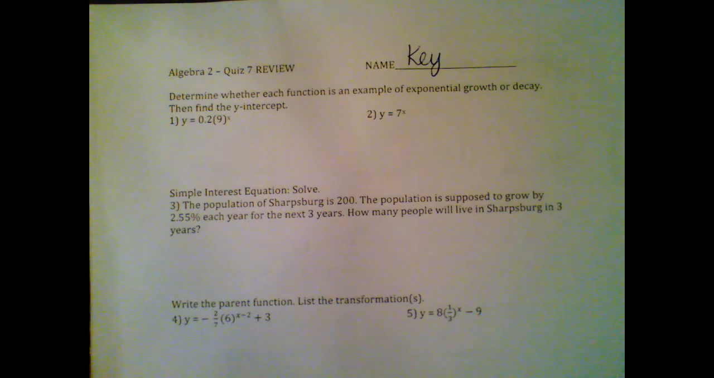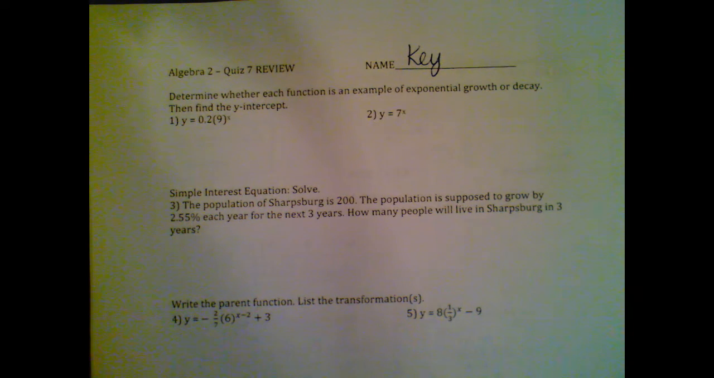Hello, we're going to go through the Quiz 7 review together. Please make sure for the quiz I'm going to give you the formulas. You just need to know how to use them, so I won't tell you what the variables represent or anything like that. So for the first one, it says determine whether the function is an example of exponential growth or decay, then find the y-intercept.